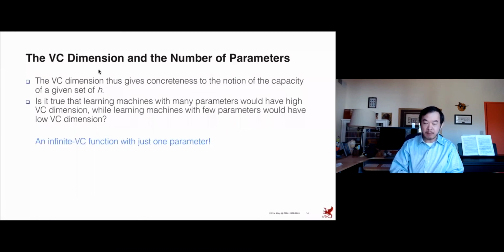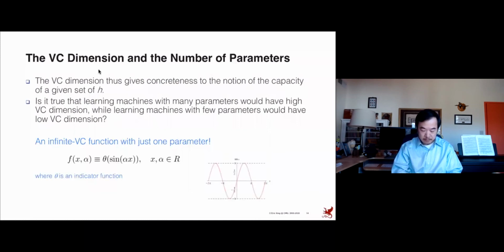And again, here I will show you at least one counterexample to hopefully argue against the desire to use the number of parameters as the power of the hypothesis. It turns out that there exist functions which have infinite VC dimension, but only need one parameter. So this is kind of magical, but it's a very famous example. I just copied it from the original Vapnik's paper.